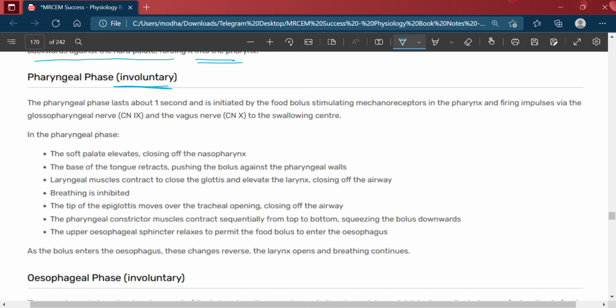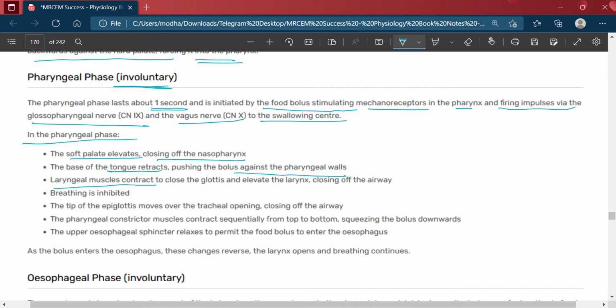The pharyngeal phase lasts about 1 second and is initiated by the food bolus stimulating mechanoreceptors in the pharynx and firing impulses via the glossopharyngeal nerve, the ninth nerve, and the vagus nerve to the swallowing center. In the pharyngeal phase, the soft palate is elevated, closing the nasopharynx. The base of the tongue retracts, pushing the bolus against the pharyngeal wall.